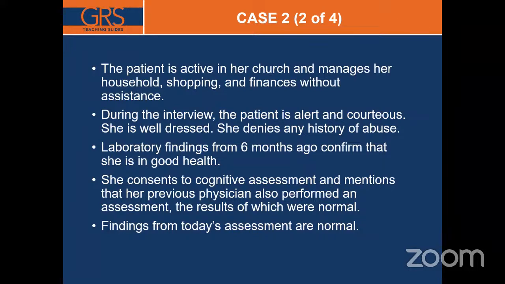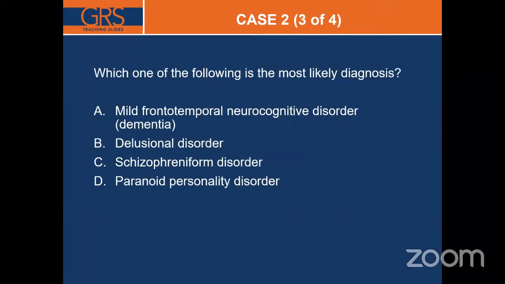She consents to cognitive assessment and mentioned that her previous physician also performed an assessment, the results of which were normal. Findings from today's assessment are normal also. So the question is, which of the following is the most likely diagnosis? A, mild frontotemporal neurocognitive disorder, dementia. B, delusional disorder. C, schizophreniform disorder. And D, paranoid personality disorder. So what do you think is the answer?